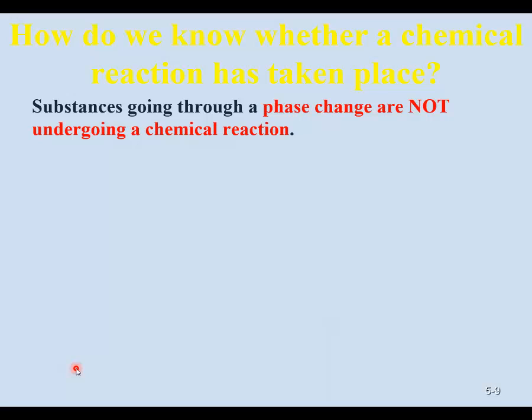Now, we may be asking ourselves, how do we really know if a chemical reaction has taken place? Well, first of all, we have to make sure we don't have a physical change. So if a substance is only going through a phase change, but we have the same identical substance in a new state of matter, maybe let's say we had an ice cube melting to form liquid water, or we're boiling liquid water to form water vapor.